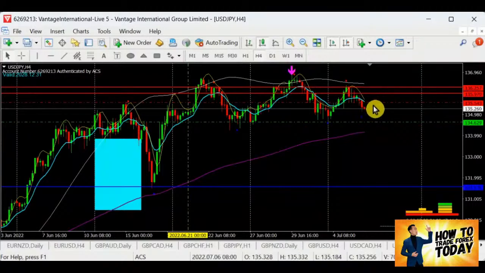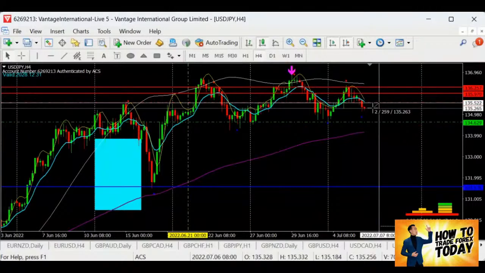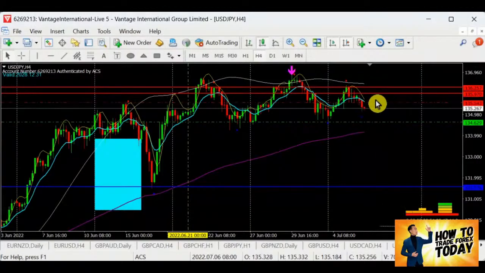Unless it retests the resistance, we have about 25 pips. If it retests the resistance without breaking, then start to sell with a new cycle, and I will start selling. Alternatively, I will stay away.